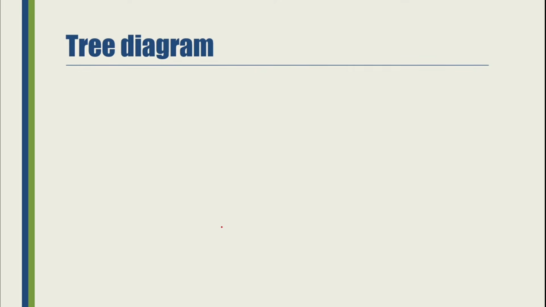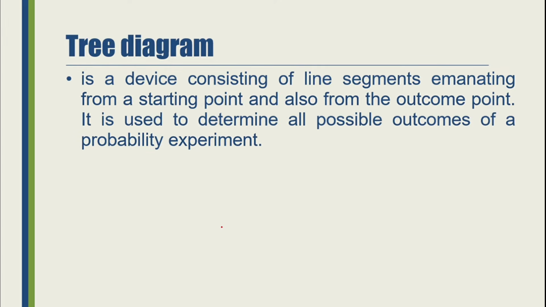Next is the tree diagram. A tree diagram is a device consisting of line segments emanating from a starting point and also from the outcome point. It is used to determine all possible outcomes of a probability experiment.